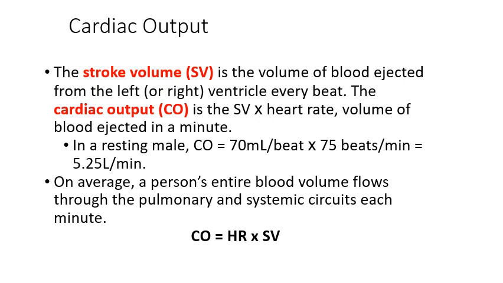So for cardiac output in a normal resting male, we'd say that those ventricles are ejecting about 70 milliliters of blood. The average heartbeat is about 75 beats per minute, which totals up to a little bit over 5 liters per minute in a normal resting male. That number is going to vary depending on the sex of the person, the amount of activity they're doing, their fitness level, and things like that.